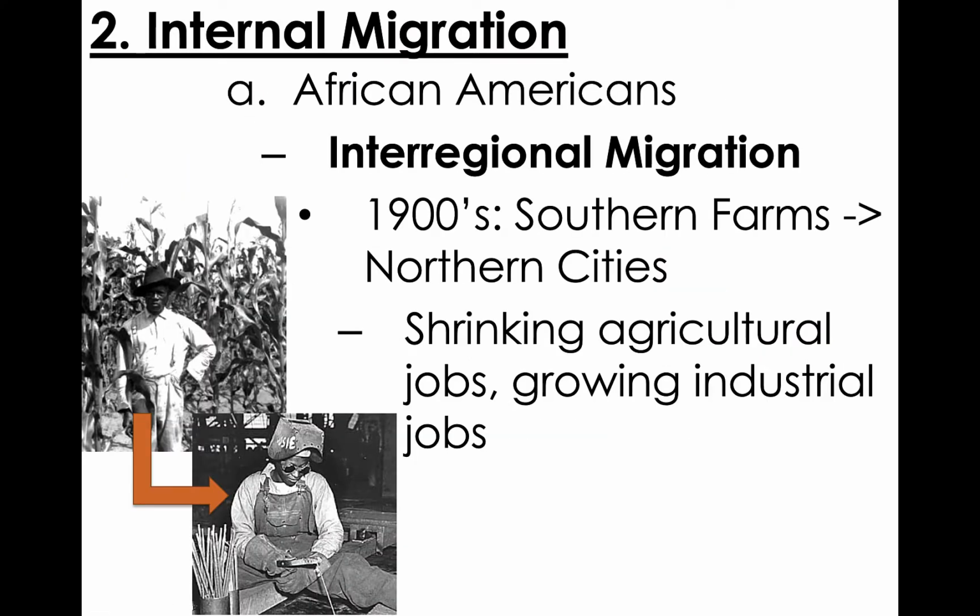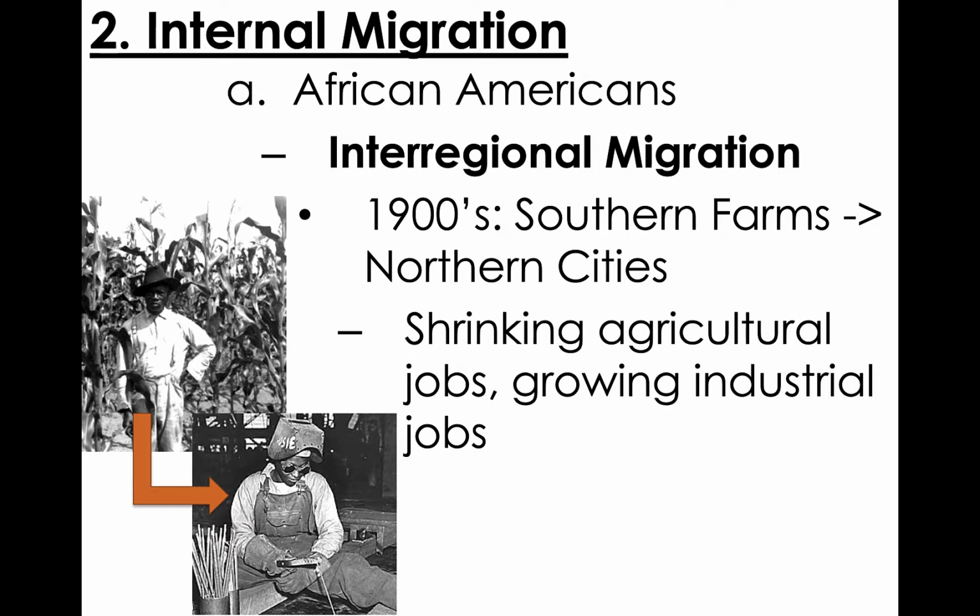Okay, so internal migration. We started out with international, now we're looking at internal. For African Americans, we see a lot of interregional migration, migration between regions, from one region to another. In the 1900s, a lot of southern farms are still not enslaving, but they still have sharecroppers who are Black. And these often are former enslaved people, or the descendants of enslaved people. This is 40 to 100 years after the end of slavery in the United States, after the Emancipation Proclamation.